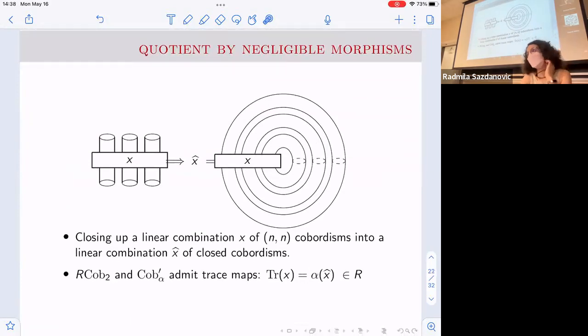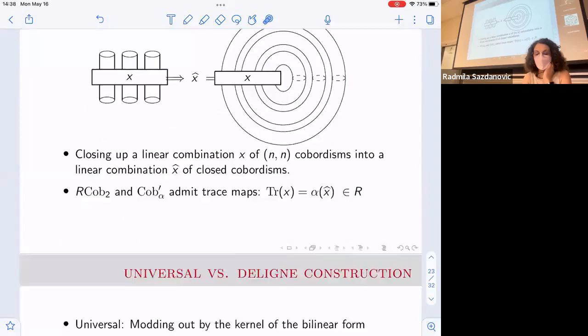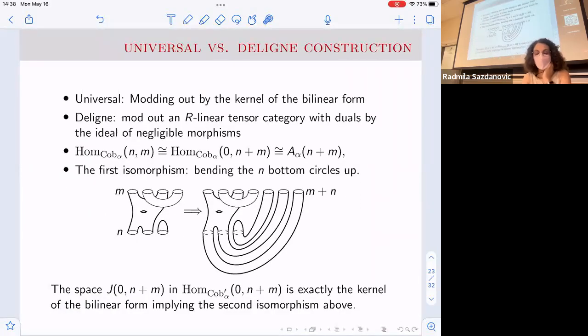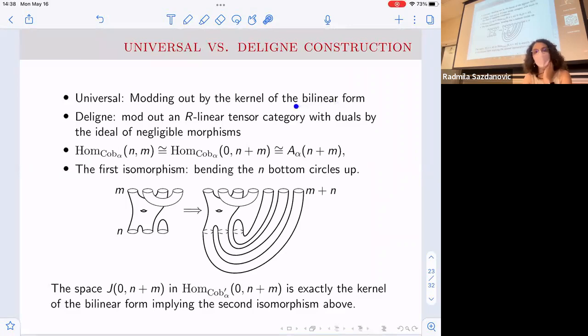Okay. Finally, how do negligible morphisms look? If this is your morphism, I'm hiding all the complexity here, you basically just connect the top circles with the corresponding bottom circles, and you evaluate that one. So the trace map would be given depending on this function alpha and what it assigns to this particular image. So again, back to the universal construction: in the universal construction, we were modding out by the kernel of the bilinear form. The equivalent here is modding out by the negligible morphisms.